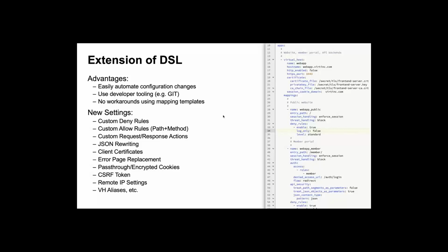And in the first versions of the microgateway, the DSL was limited to the most important features, and you could use mapping templates from the appliance as a workaround for that. Our goal was to limit that to corner cases. So our goal is that you can go all the way using the DSL, and we have added a lot of settings that are now natively available in the DSL.